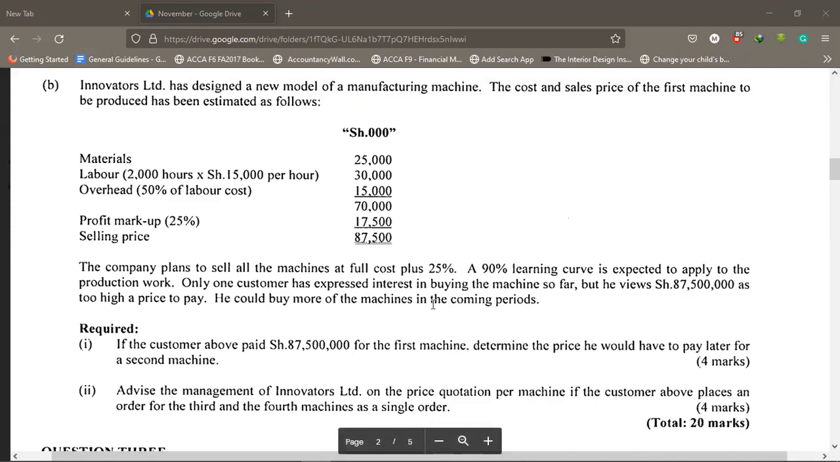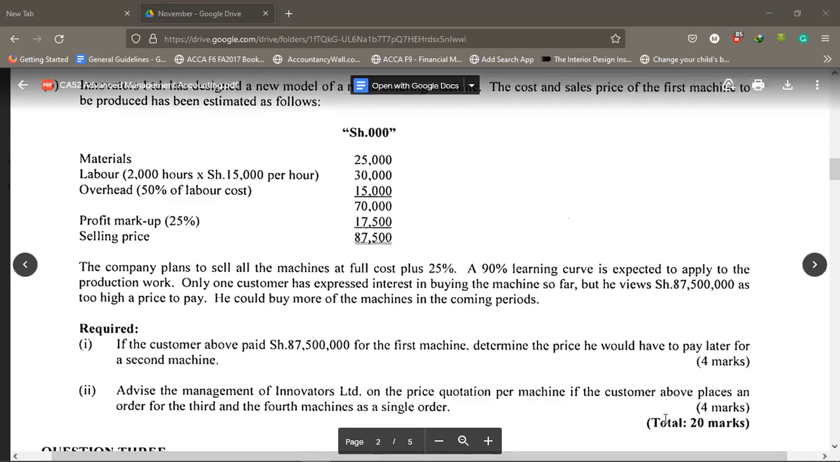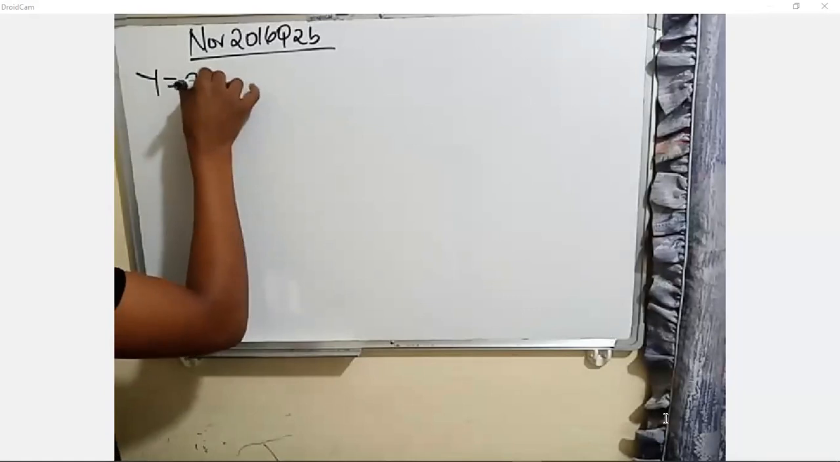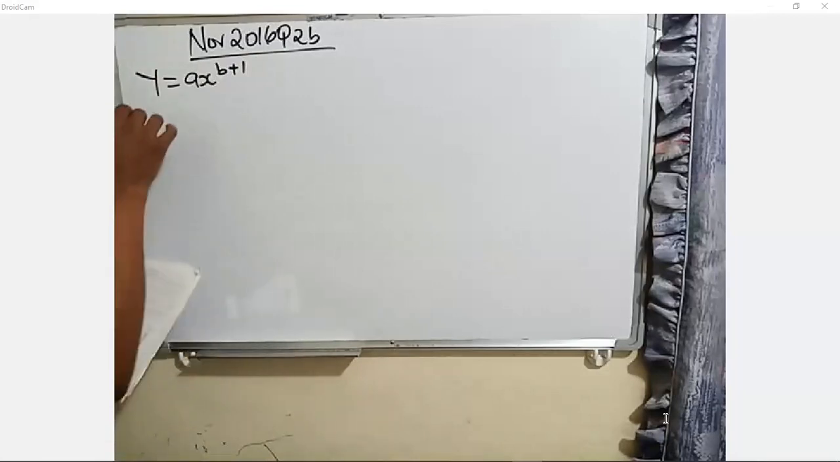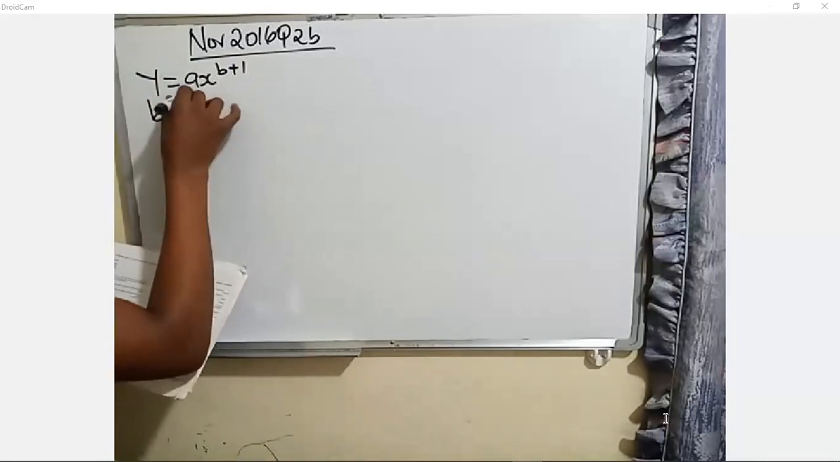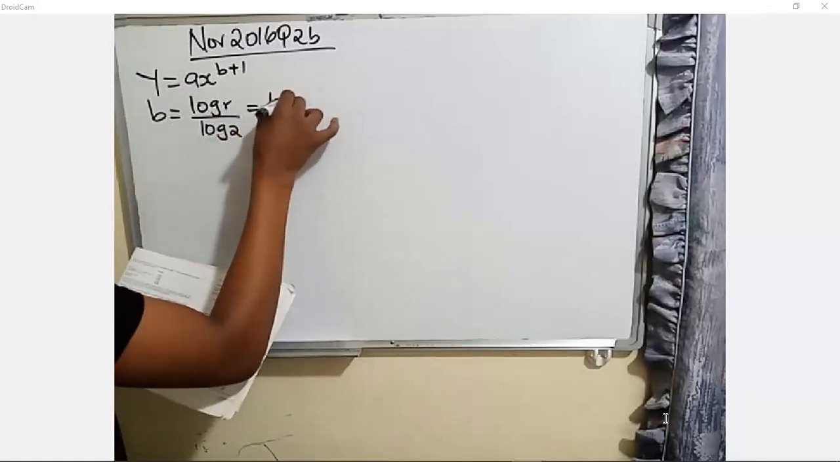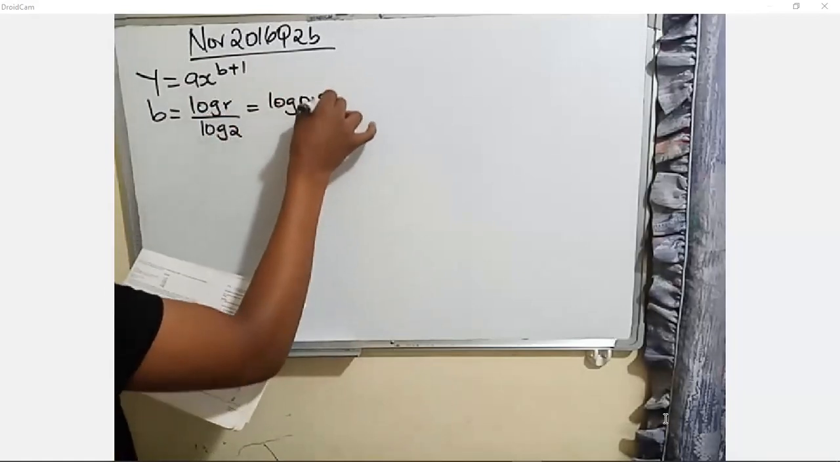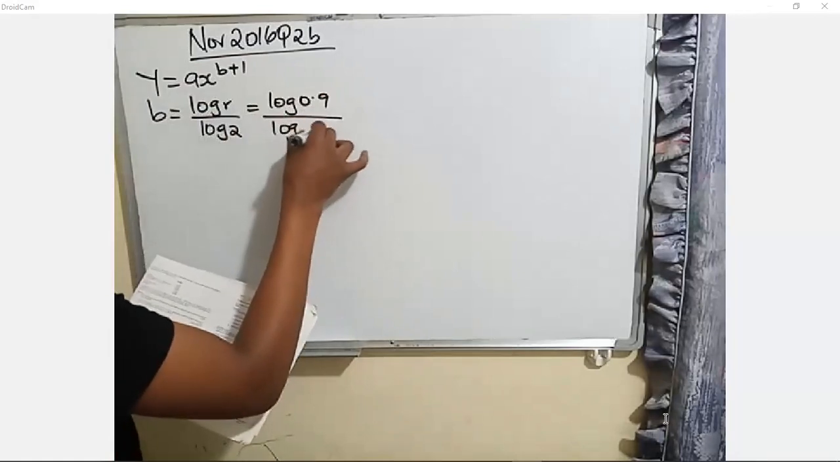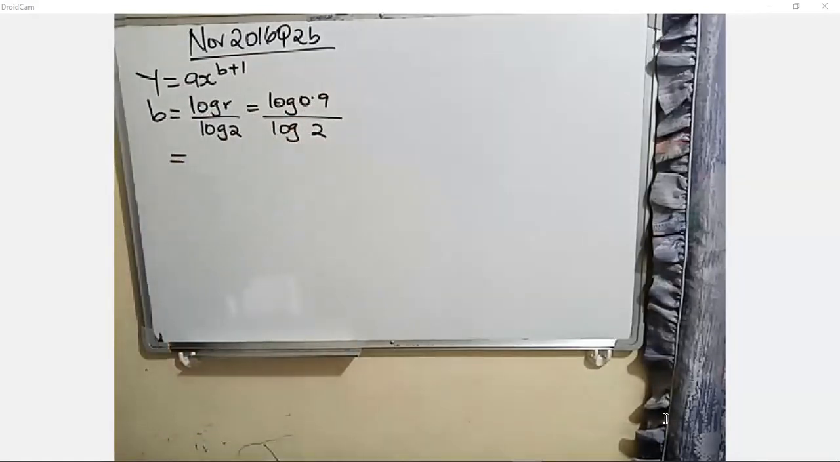So in this case, let me work out the total hours for this machine. I'm going to be using y = ax^b plus 1. And I'm very aware that the examiner has not given me the learning index. So in this case, my b, which we said is the log of r over log of 2, will be the log of, I think, 0.9, divided by the log of 2. So how much is this?